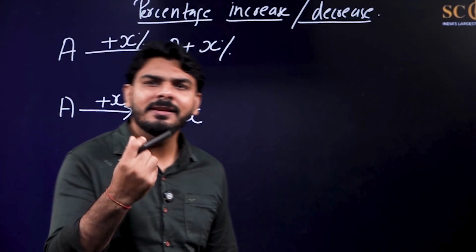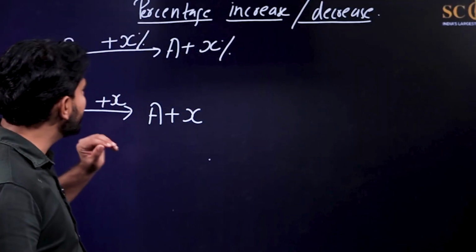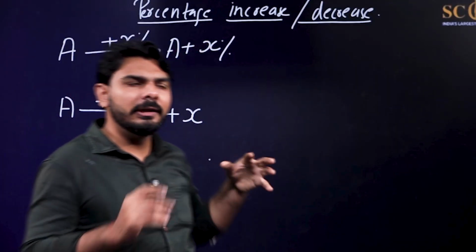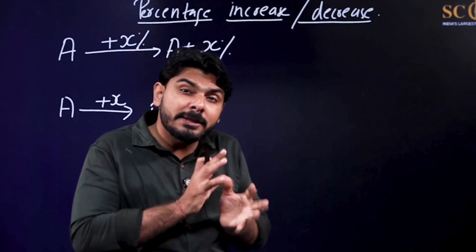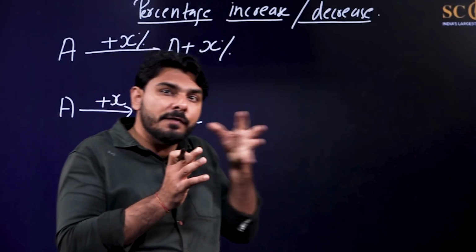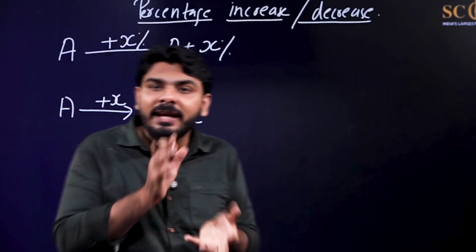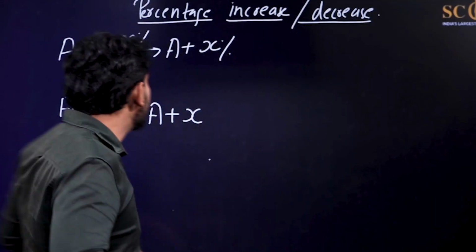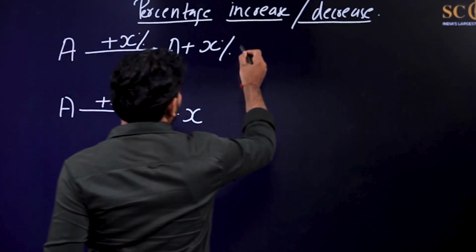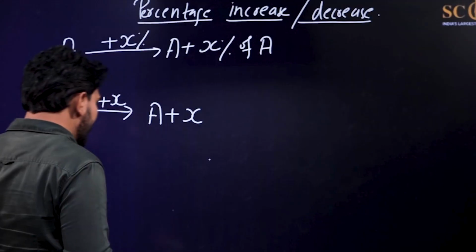But there is one small mistake. What is that mistake? X percent cannot be written simply like that, because we are doing X percent of something. That something will be A, because we are adding X percent in A. That is why we have to do X percent of A. So A plus X percent of A is the new value of A.